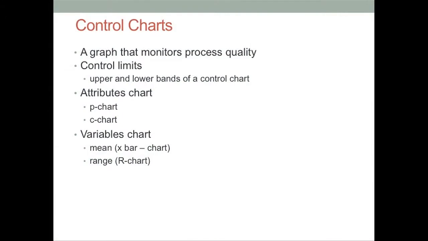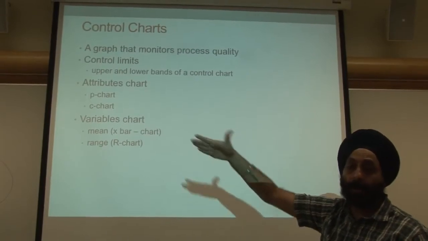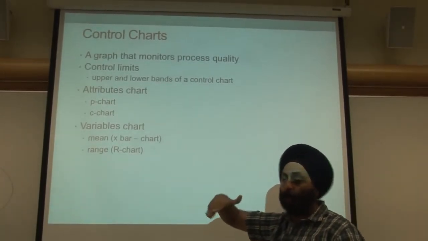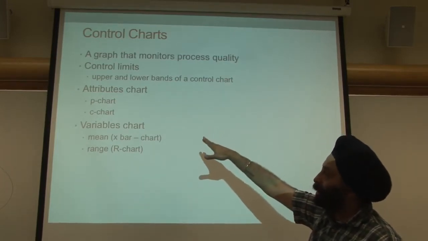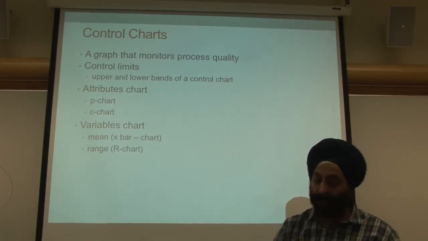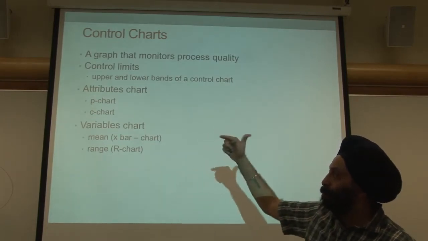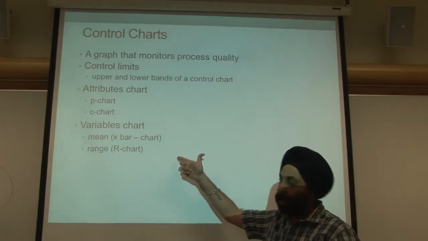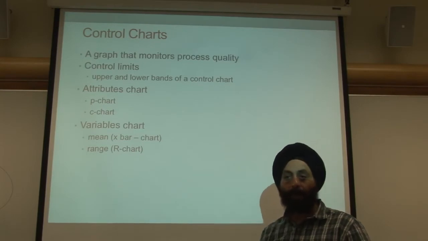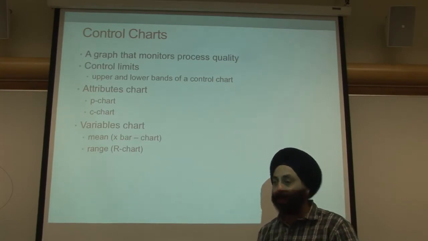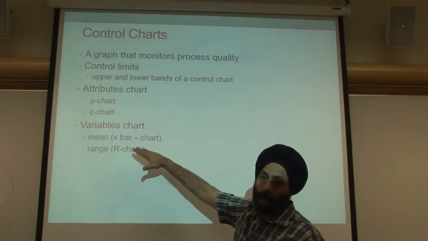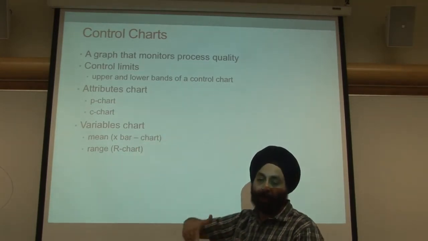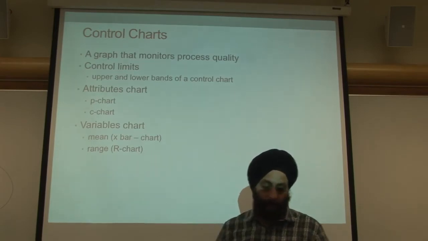Control charts typically are a graph that monitors process quality. Control limits typically are upper and lower control limits. What is the upper bound and the lower bound associated with this control chart? For attribute charts that we mentioned, for items that can only be counted, we have the P chart, which is the proportion chart, and the C chart, which is the average number of defectives chart. For the variable chart, we have the X bar, which is the mean chart, and the range chart, R chart, which is looking at the variability in this case.